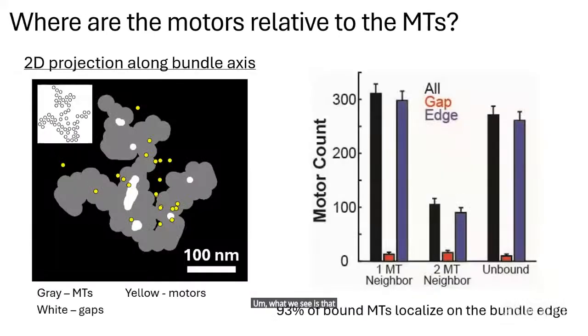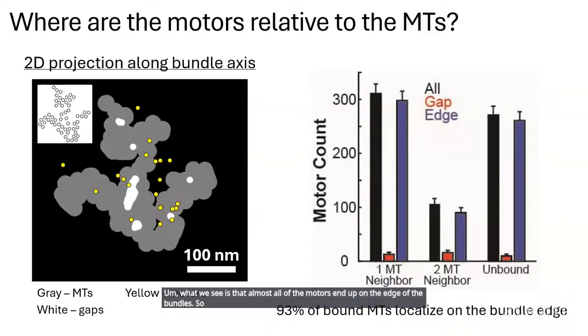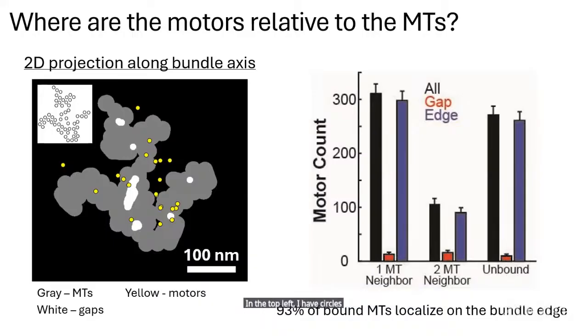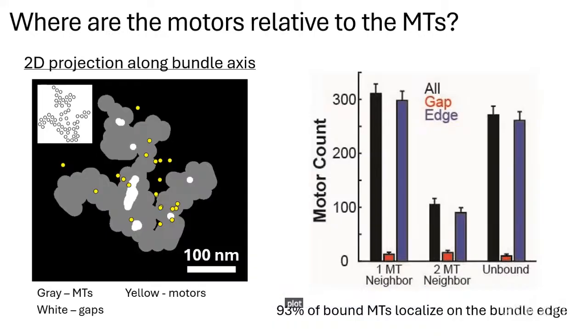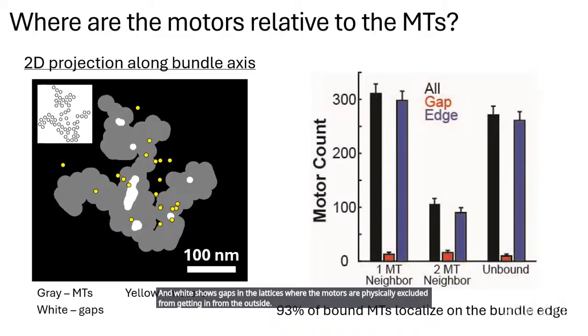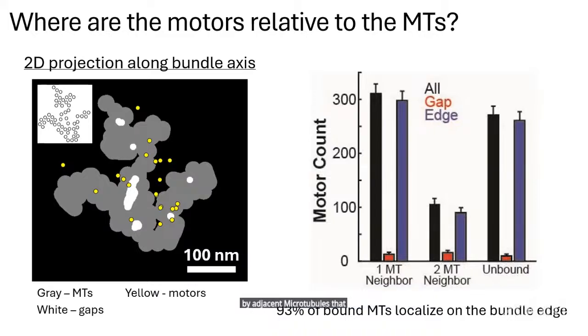What we see is that almost all of the motors end up on the edge of the bundles. So what I'm showing here is a 2D projection along the bundle axis of this same system. In the top left, I have circles where all of the microtubules and the lattices are. And then I've attempted to render an excluded volume plot where gray shows the excluded volume formed by the microtubules in these systems, and white shows gaps in the lattices where the motors are physically excluded from getting in from the outside by adjacent microtubules that form a wall that the motor can't cross.